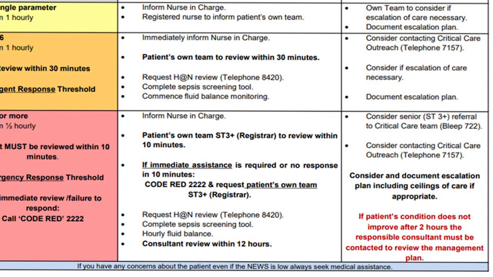Hospital at night can also review the patient out of hours, and again, consider whether the patient needs the sepsis screening tool completing, and all these patients should be on hourly fluid balance. Patients scoring a 7 or more must have a review by a consultant within 12 hours. Again, in hours, the critical care outreach team can come and support and assist in making a plan. The medical team may also wish to consider contacting the critical care team on bleep 722.